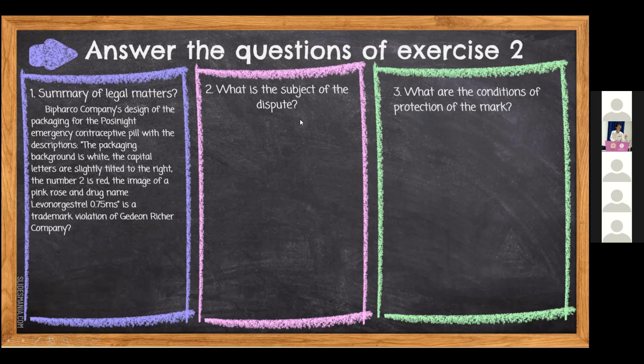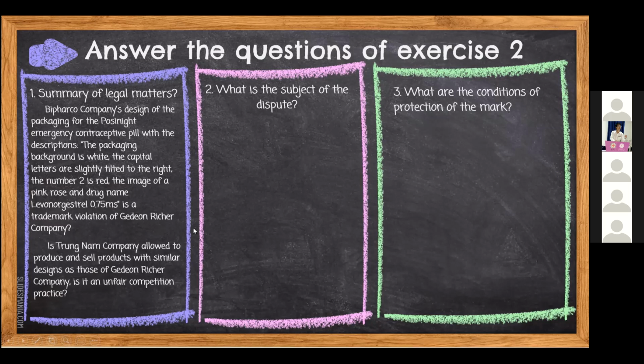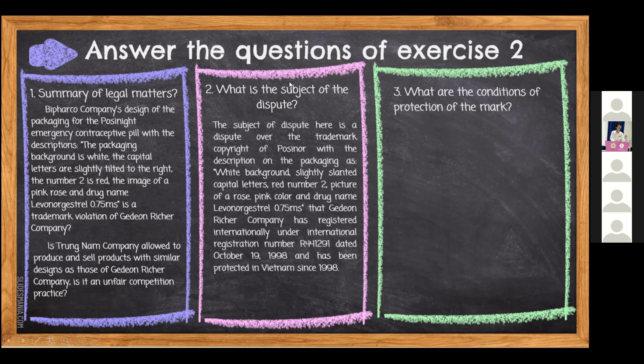And what is the subject of the dispute? We continue the summary of legal matters. Each company is allowed to produce and sell products with similar designs as those of Gideon Richter company. Is it an unfair competition practice? What is the subject of the dispute?